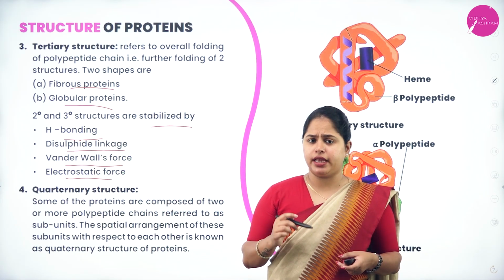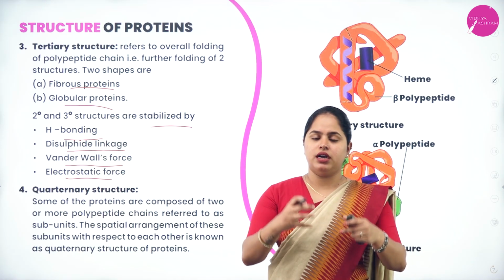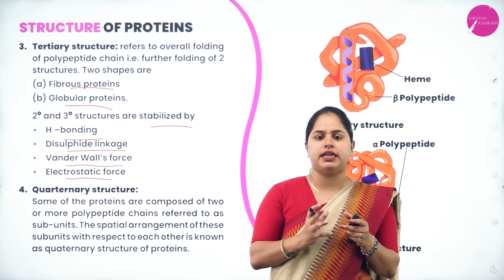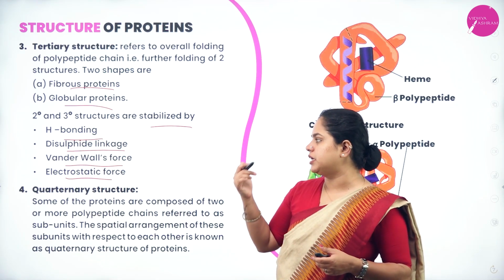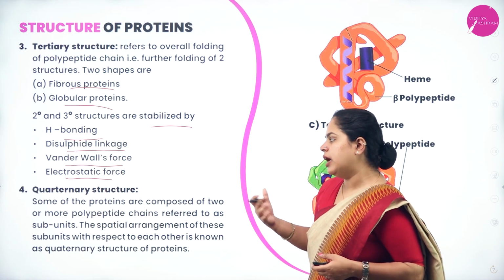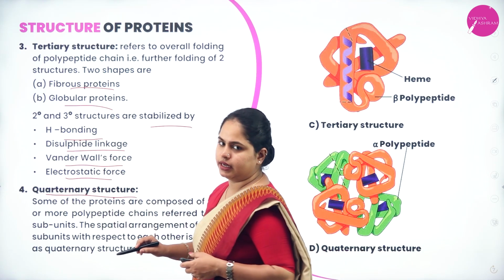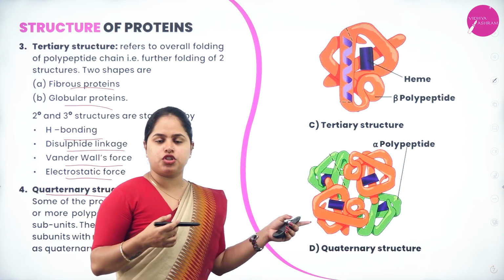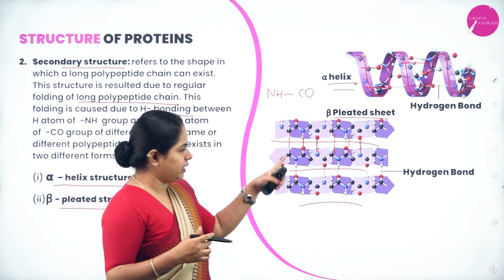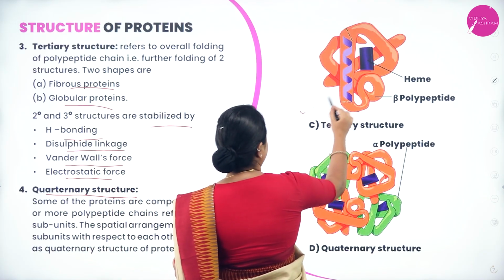The primary structure will be there. Then how this secondary or tertiary structure is formed, how this curling will take place and how the shape is getting changed, it is because of the formation of hydrogen bonds, disulfide linkages, van der Waals force and electrostatic force. Right. Now the last one is the quaternary structure. Before moving on to the quaternary structure, you can see the tertiary structure here. Again from the secondary structure, it is going to curl and form the tertiary structure.